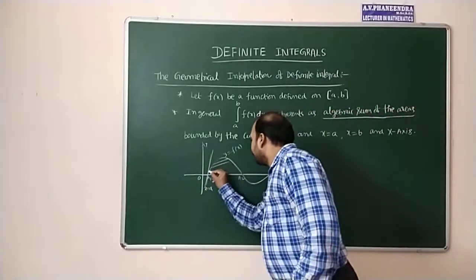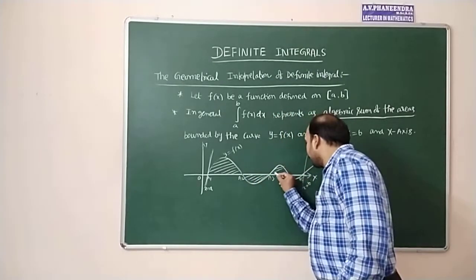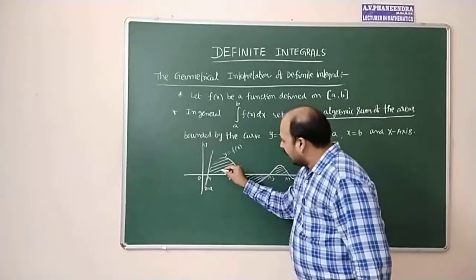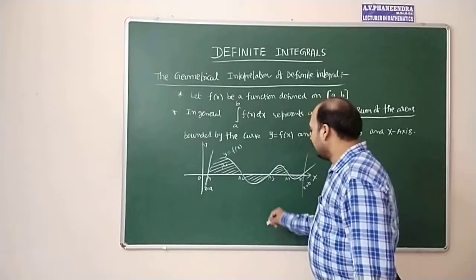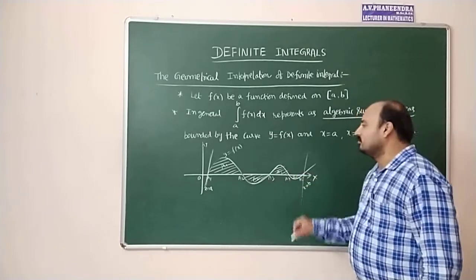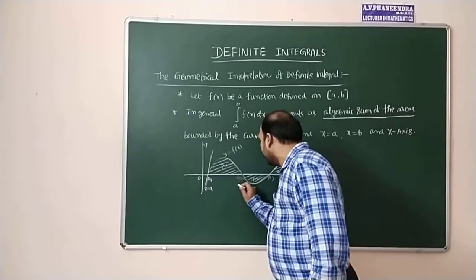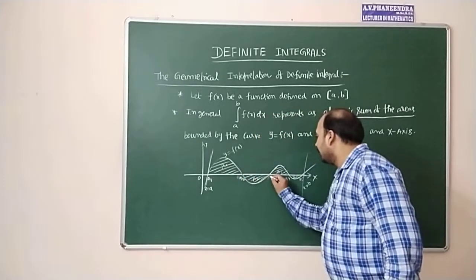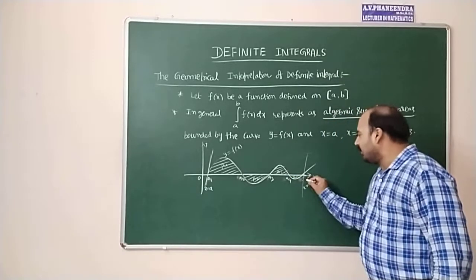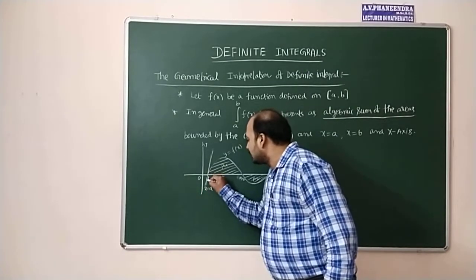See here, this I am taking as area 1, area 2, area 3, area 4. So here we can take as numbers small a1, small a2, small a3, small a4. And here instead of writing a5, you can write small b. Instead of a1, you can write small a.